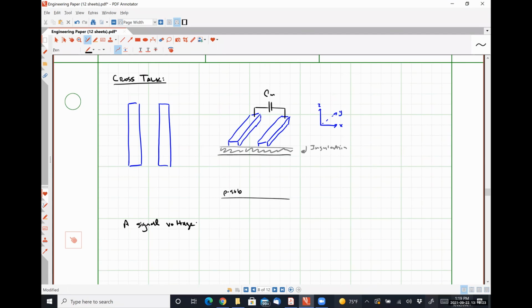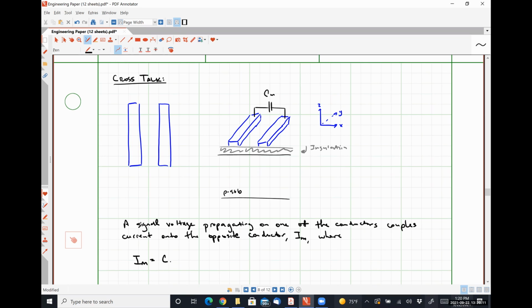So a signal voltage propagating on one conductor couples current onto the opposite conductor, which we'll call I_M, where coupled current I_M is the mutual capacitance multiplied by the derivative of the applied voltage signal.